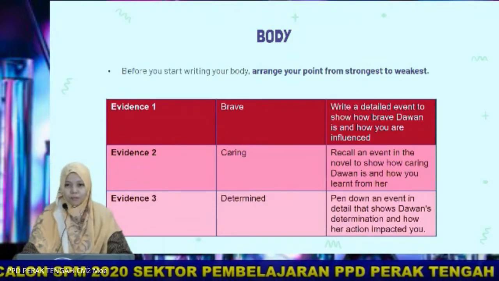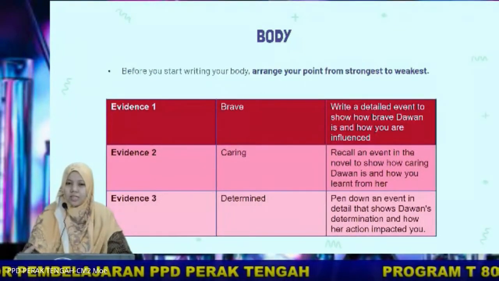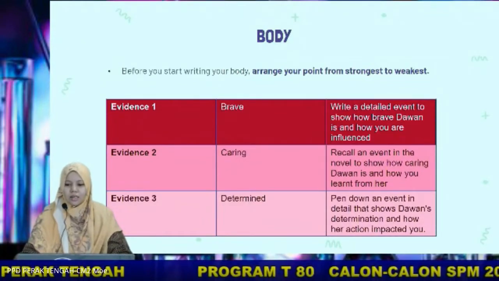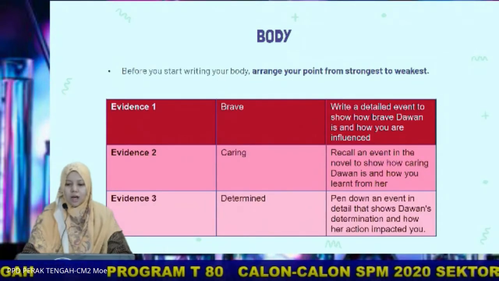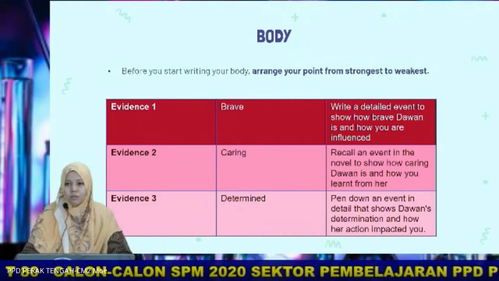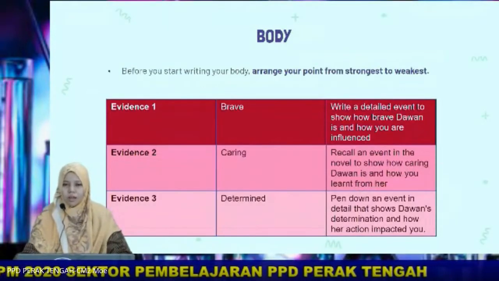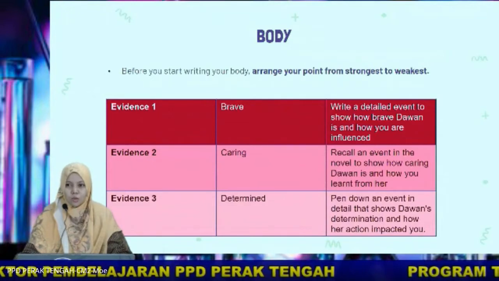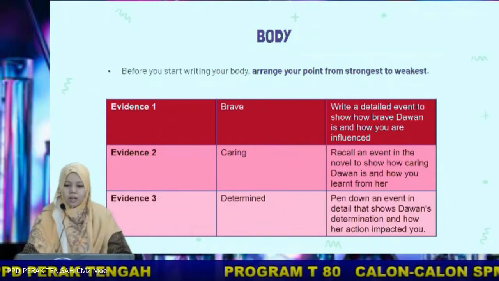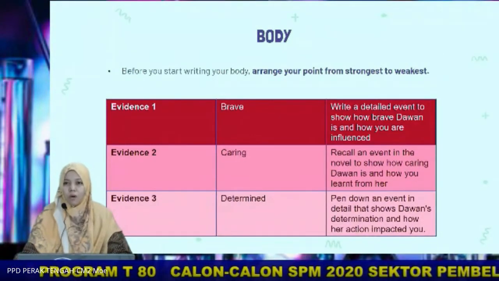Point number 1, brave. You like the character because she is brave. Dawan is a brave girl. Next, write the details of the event to show how brave Dawan is and how you are influenced. Okay, so you must know the story to tell the details of the events. Second evidence, caring. Dawan is also a caring person. Okay, that's why you like the character and it has influenced you a lot. Recall an event in the novel to show how caring Dawan is and how you learn from her.